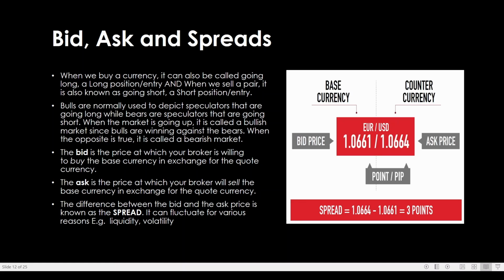Now, let's talk about volatility. Volatility simply describes a situation where we have a price change over time. If we have high volatility, we're simply saying we've got a high price change over a short period of time. And the opposite is true. When we say we have low volatility, it means we've got a small change in price in a large period of time.